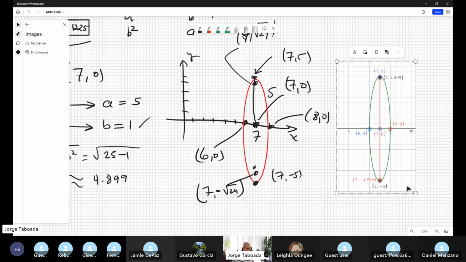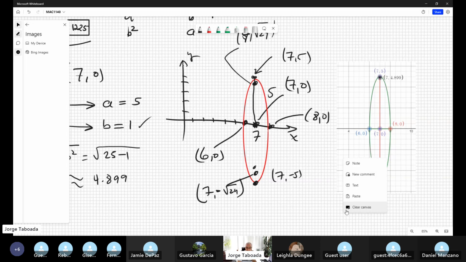Everything clear? All is so clear? 100 points so far? Let me see. Comment. Comment is clear. Giselle is clear. Okay, let's move on then to the question 2.